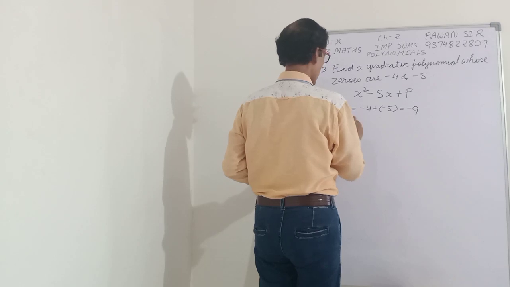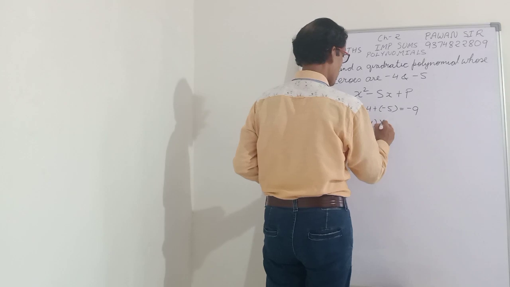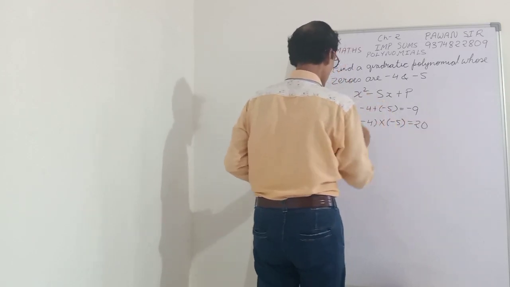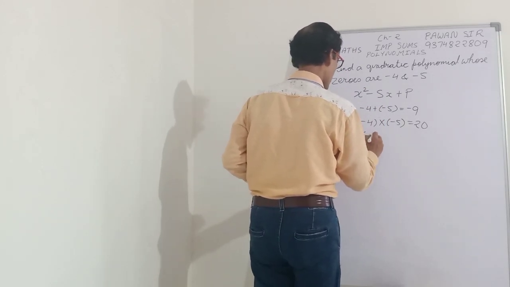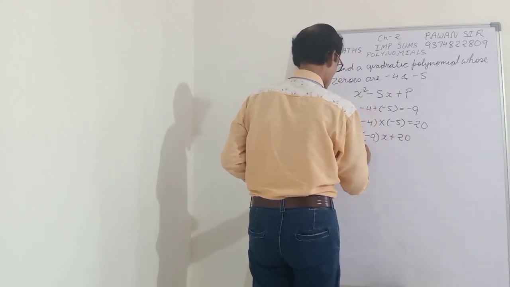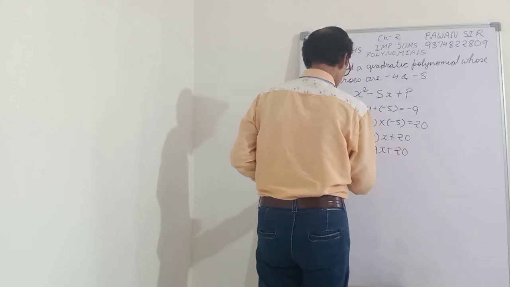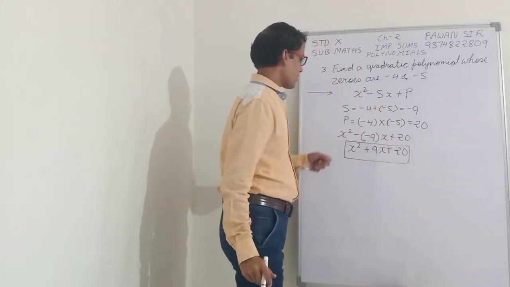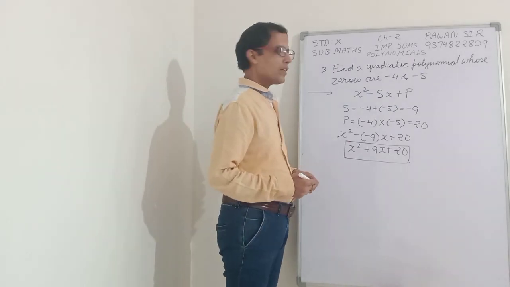What is the product of the zeros? P means product of the zeros. Minus 4 into minus 5. The product is 20. So put in this, what we get? x square minus of minus 9 into x plus 20. x square plus 9x plus 20. So, dear students, this is our required answer. That completes our third sum.